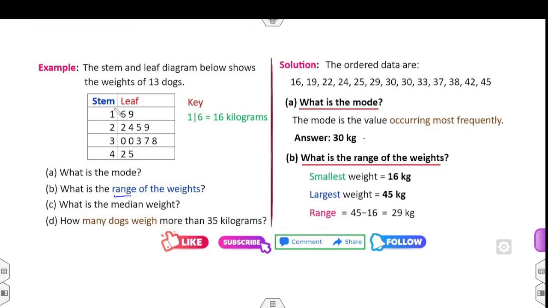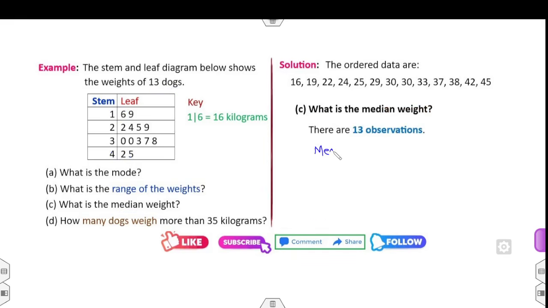How can you find the range? Smallest number is 16. Largest number is 45. So the range is 45 minus 16. How can you calculate the median? How much total information do you have? You have 13 dogs. Because the total number of observations is odd, the median is the (13 plus 1) over 2, the 7th position. So 7th position: 3rd, 6, 7. 30 is the median of the given information.